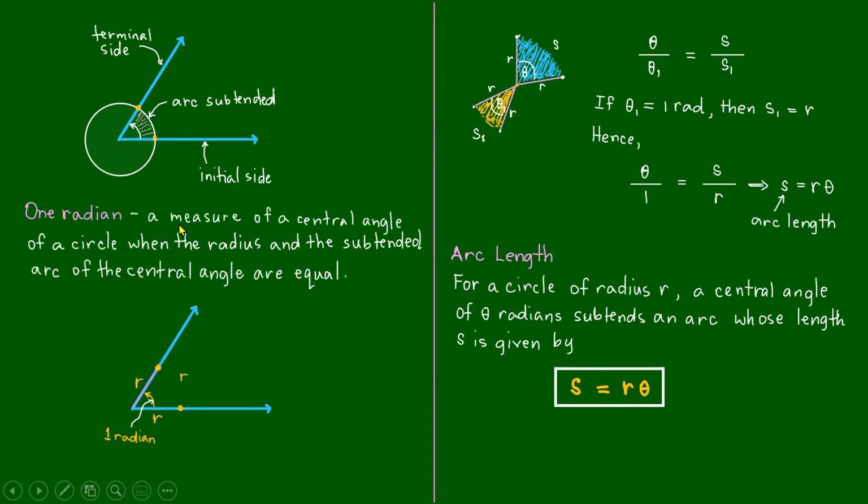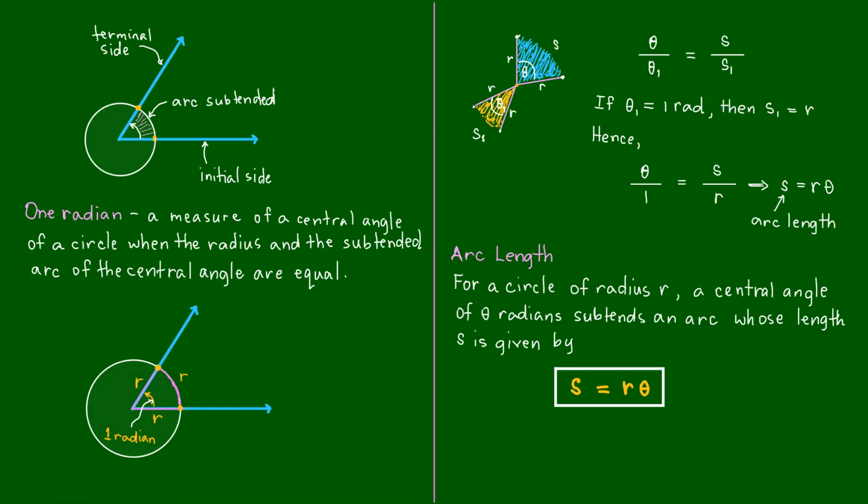One radian is defined as the measure of a central angle of a circle when the radius and the subtended arc of the central angle are equal. So let's say we have a circle. The center is the vertex of this angle. This is the measure of the angle. Now this is equal to 1 radian if this radius becomes equal in length with this arc. If I stretch this arc and this becomes equal to r, so this is now 1 radian. That is how we define 1 radian.